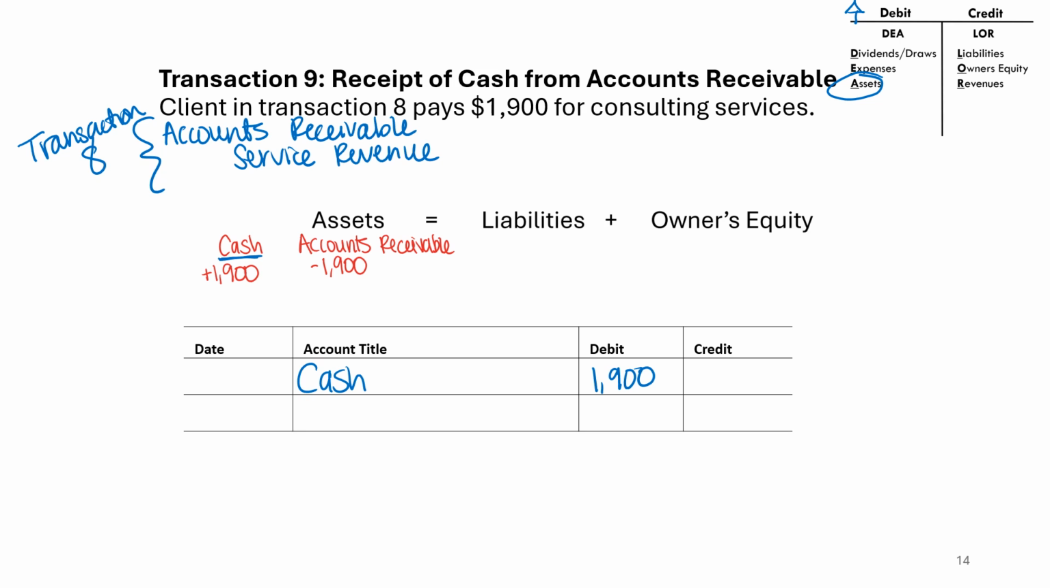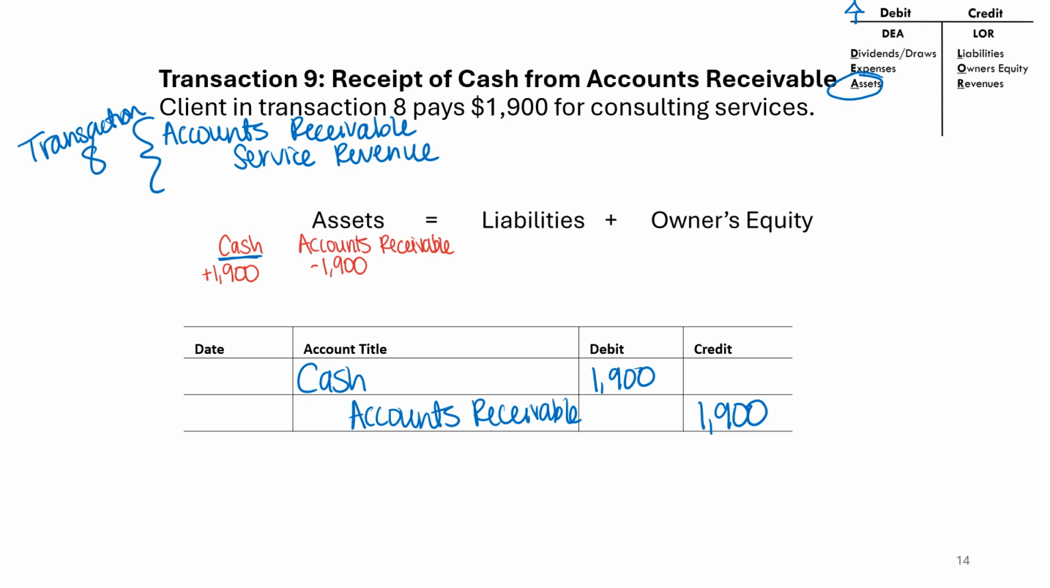Remember, if cash is involved, always figure out whether your cash is increasing or decreasing first. Then you can figure out whether cash is being debited or credited. Once you've got the cash either debited or credited, you know that the other account will be the opposite. So if we're debiting cash, in this situation we will be crediting the other account. The other account is accounts receivable, which will be credited for $1,900.